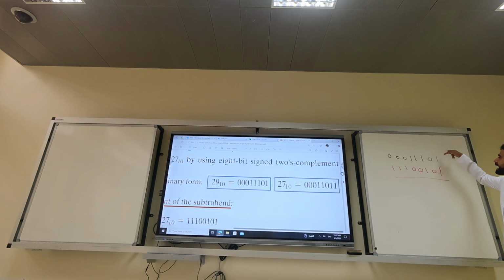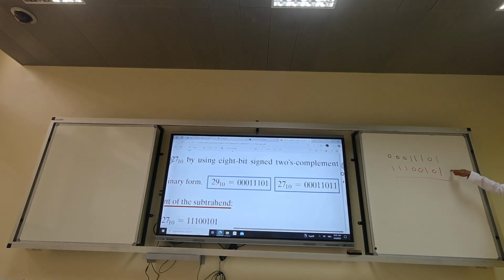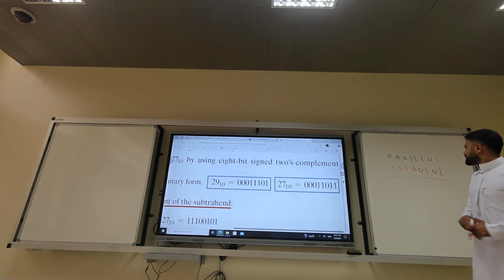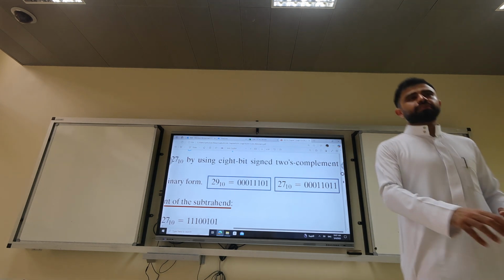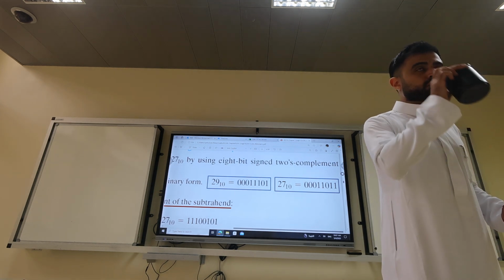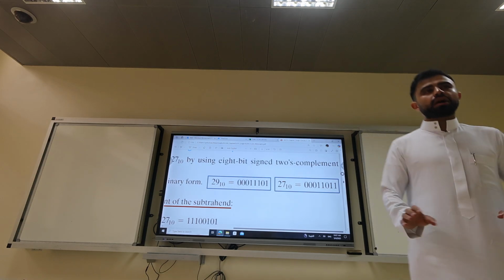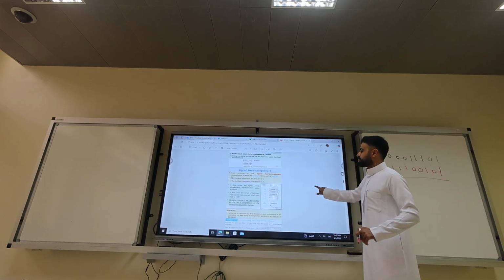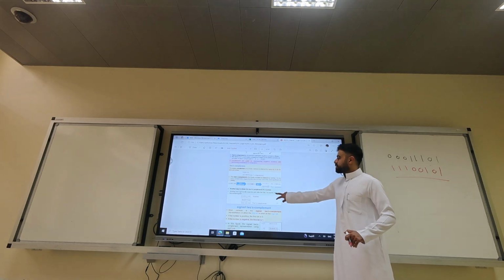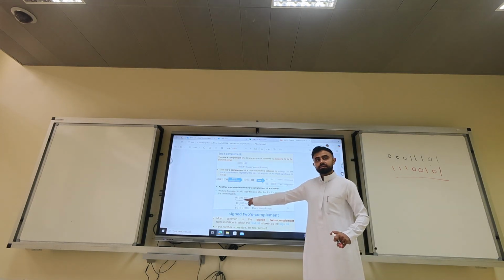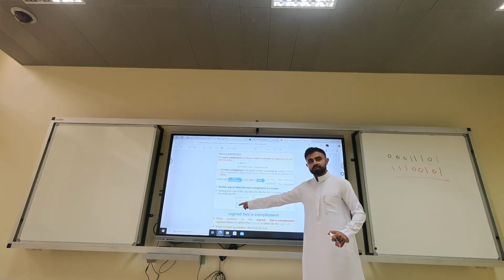So now you're adding the 29 plus the 27's complement. This is the 27's complement, which is minus 3? No, not minus 3. 2's complements. Let's look at this thing. You copy the first 3 digits in this example because the first one is the 3rd digit. So everything you copy, everything else flip.